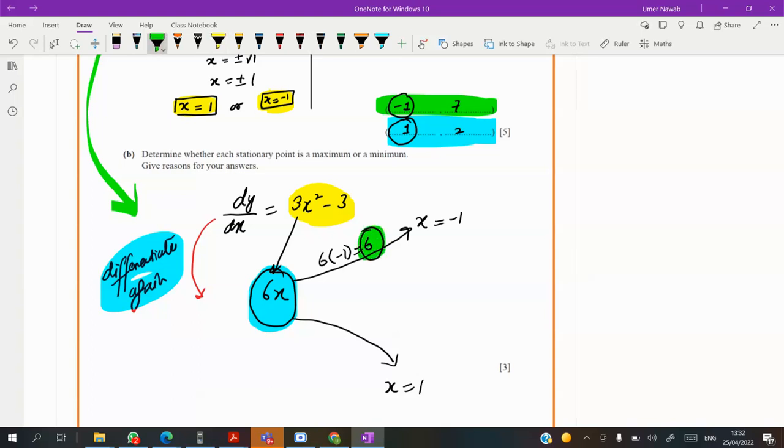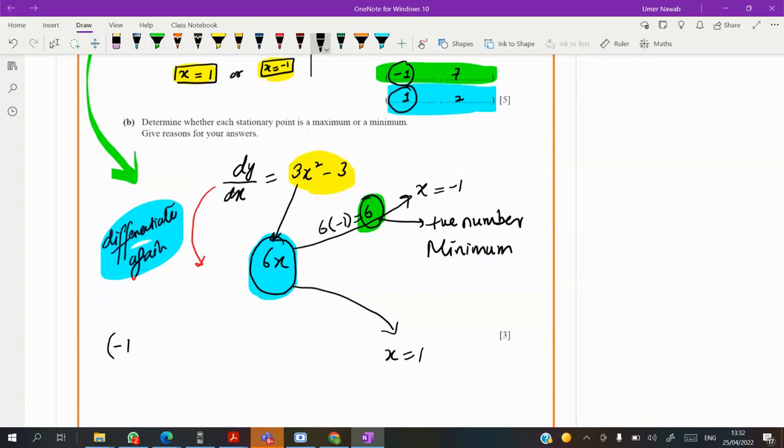So if you get a positive number, you always say in opposite sense. If your second derivative is a positive number, then your point is minimum. Oppositely, you will say, then your point is minimum. So I say that my minus 1, 7 is a minimum point. Why? Because the second derivative is positive. If the second derivative is positive, we say in opposite sense, it's a minimum point.